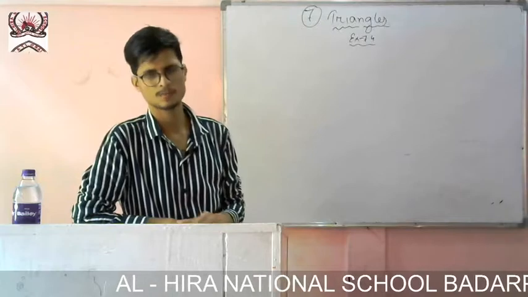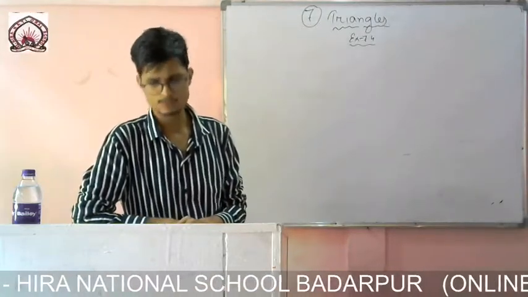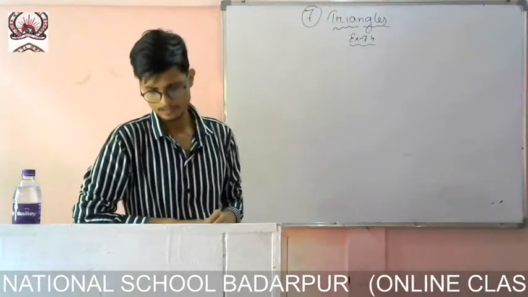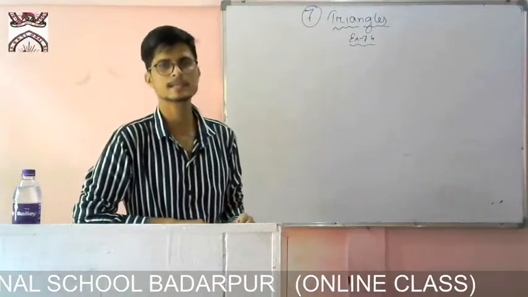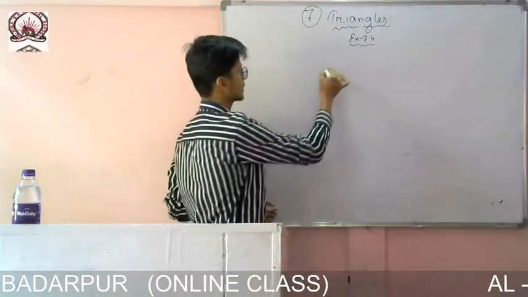So there is a theorem, no need to prove this one, you just keep in mind that if two sides of a triangle are unequal, the angle opposite to the longer side is larger. Angle opposite to the longer side is larger.